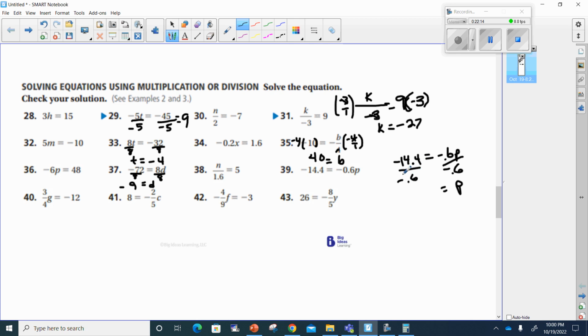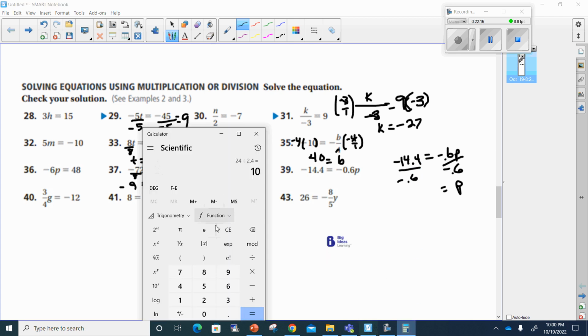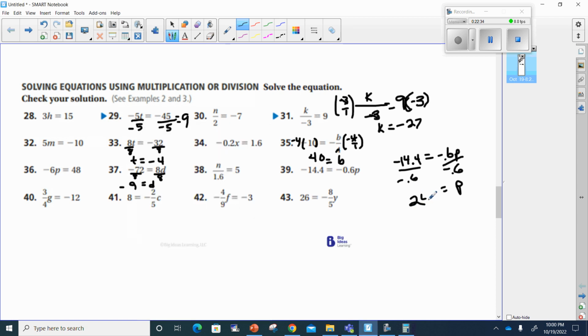Now I'm going to remember every fraction is a division problem. So I'm going to put this in my calculator. What is 14.4 divided by 0.6? That's going to give me 24. So this is going to be 24. Now, a negative divided by a negative is a positive, and since these numbers equal 24, p is equal to 24. All right, so that would have been this one here. P is equal to 24.